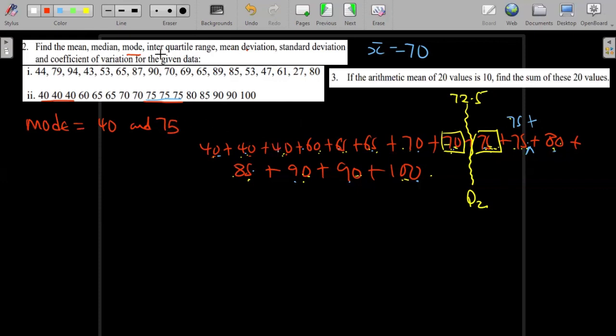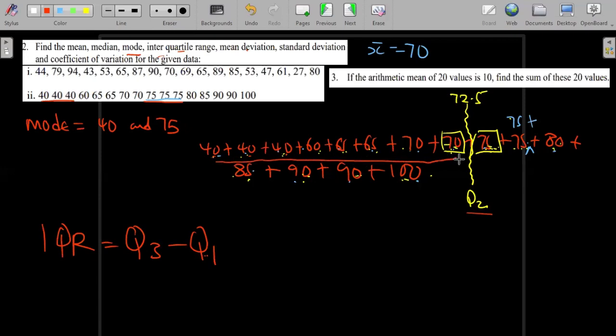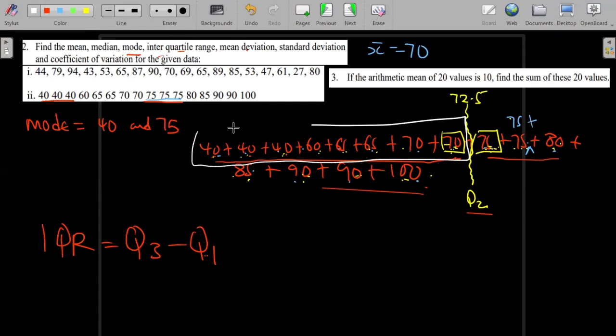Okay, what about the interquartile range? We said it's Q3 minus Q1. Here we already found our Q2. So for us to find Q1, we're just going to use the first half, from this 40 all the way up to this 70. And for Q3, we're going to use the second half, from this 75 all the way up to the 100. So what is the middle value of this first part here?